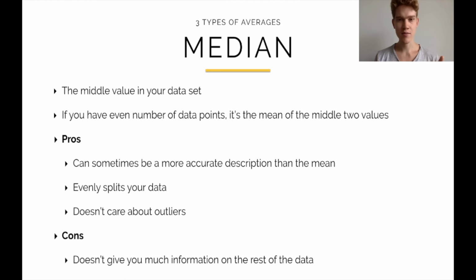The median also doesn't care about outliers. If you have huge outliers at the beginning and at the end, it doesn't really care, because outliers by definition aren't very common. If you have some at the beginning or some at the end, they're going to be very few in number, which makes them outliers. Therefore the median doesn't really care about outliers that much. A con, though, is that the median doesn't give you much information on the rest of the data. Sure, you know what's at the center, but you don't know how everything around it behaves. You only know where the center of your data is.